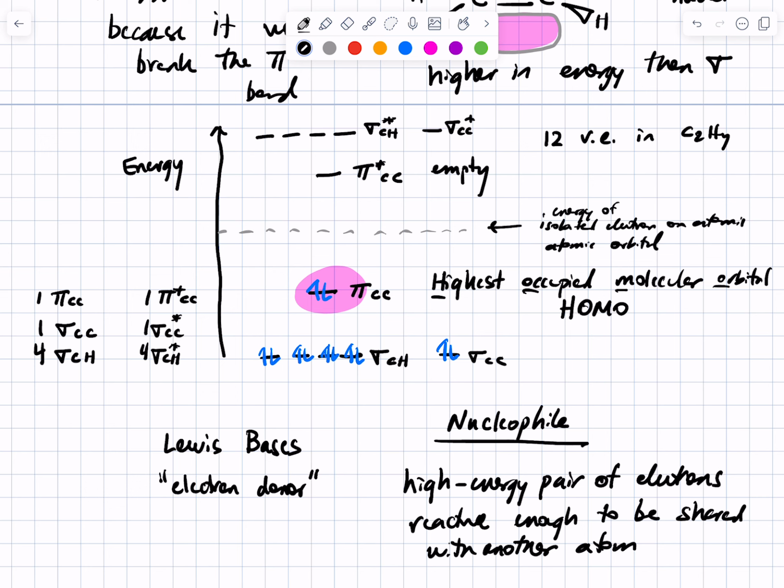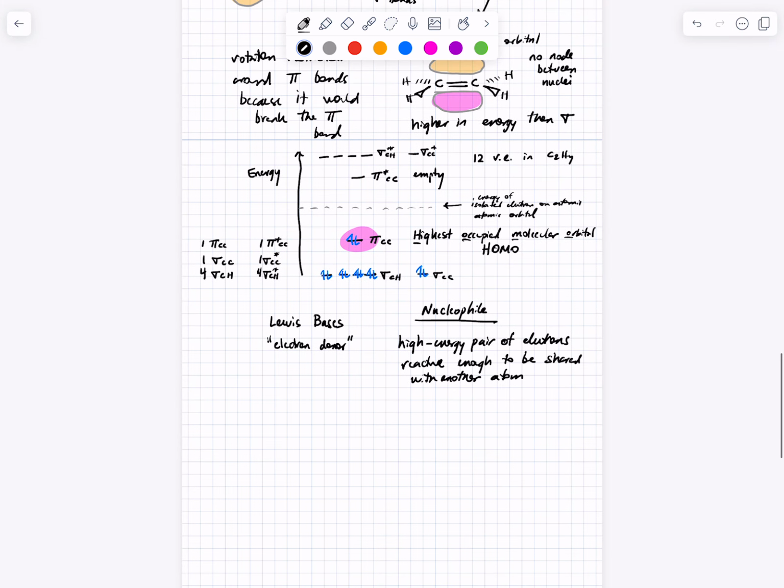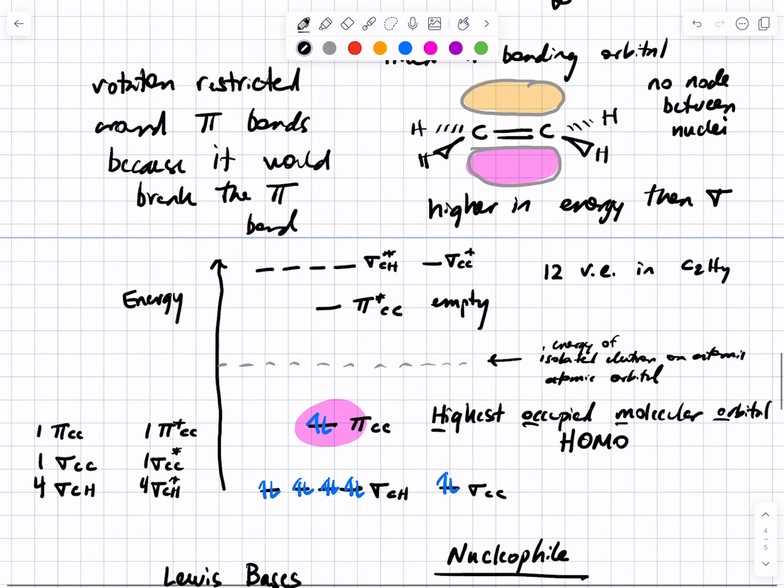Yes? So if there was a lone pair, would that be higher than the pi bond? Yes. If there was a lone pair, it would be higher in energy than the pi bond. You will get to the point where you will look at the structure of a molecule like this, and you won't need to do the energy diagram analysis. You'll just remember sigma bonds are lower in energy than pi bonds. Therefore, the most reactive electrons in this molecule are the pi electrons.